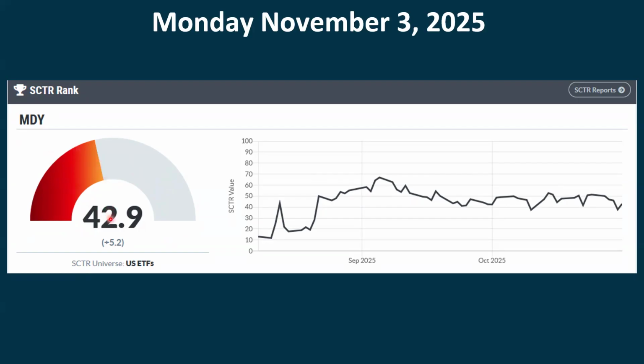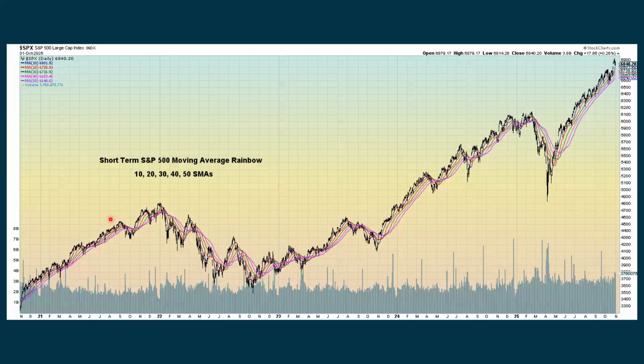And then in last place, and actually looking more negative because it's below 50, we have the mid caps, which are at 42.9. Then a short-term rainbow going from 10 periods up to 50 periods.